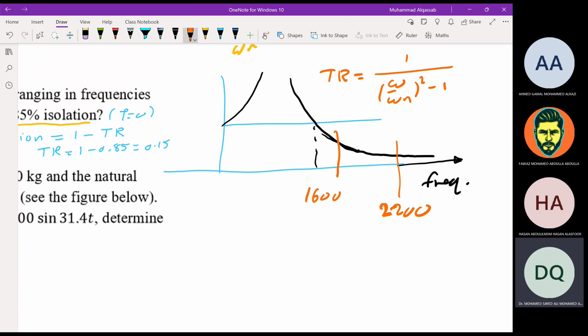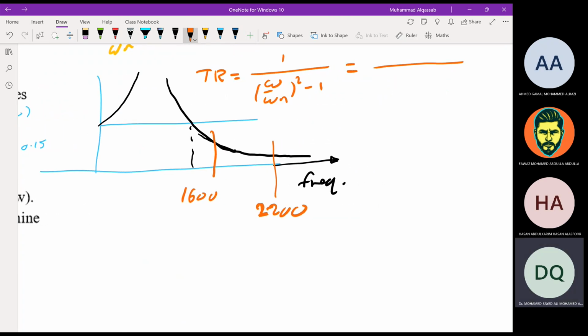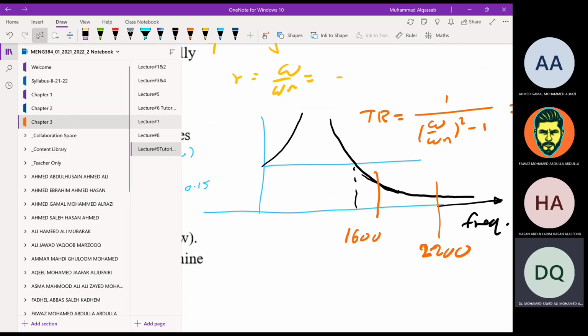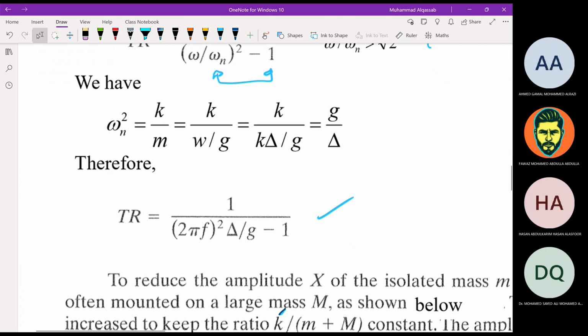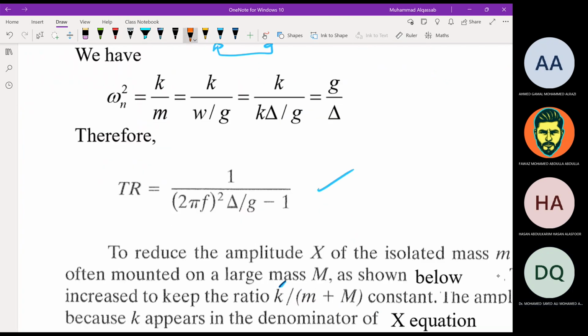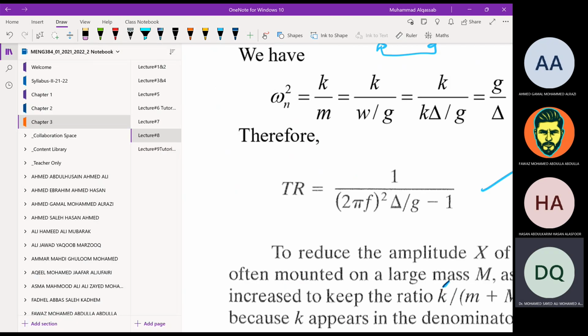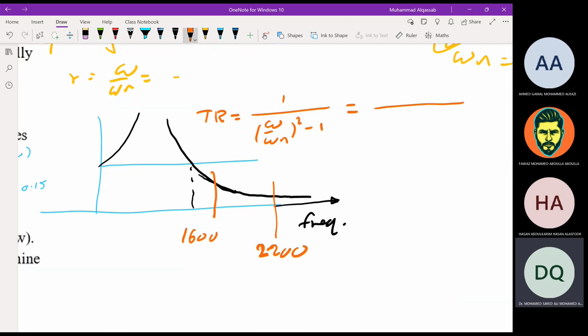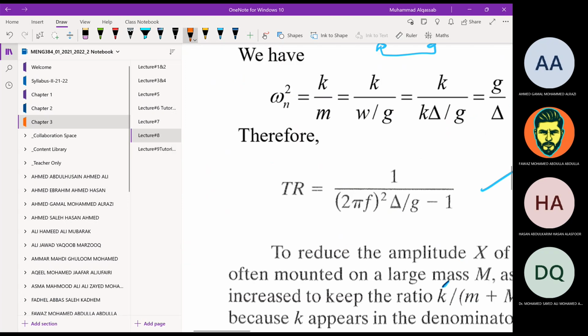So which omega should we use? Omega n, this will reduce to, it is already in the lecture, if you want to put it in terms of delta, it is 1 over (2 pi f) squared times delta over g minus 1. Here f is in cycles per second, hertz. Okay, so which f should we use in the question? That is what we have to think about. So it is 1 over (2 pi f) squared times t over delta minus 1. Maybe delta over t, right? Let me check. Yeah, delta over t.